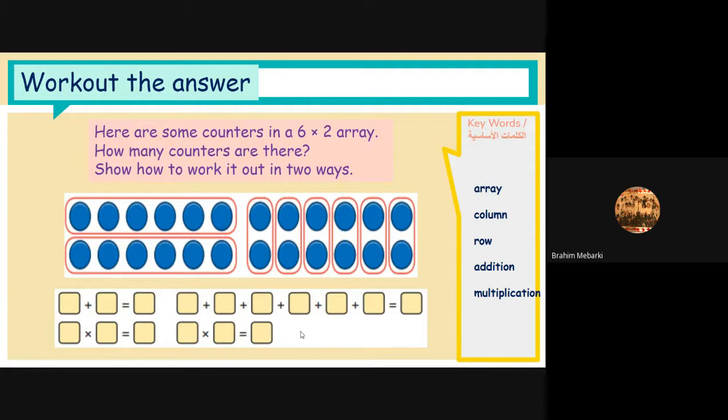If you flip the array over, what do you get? 12. 1, 2, 3, 4, 5, 6. So you get the 2 repeated 6 times. 2 plus 2 plus 2 plus 2. You find the answer. And 2 times 6. So can you write down your answer, please, on your whiteboard or on your copybook? And after you finish, I will ask you to show me your answer.